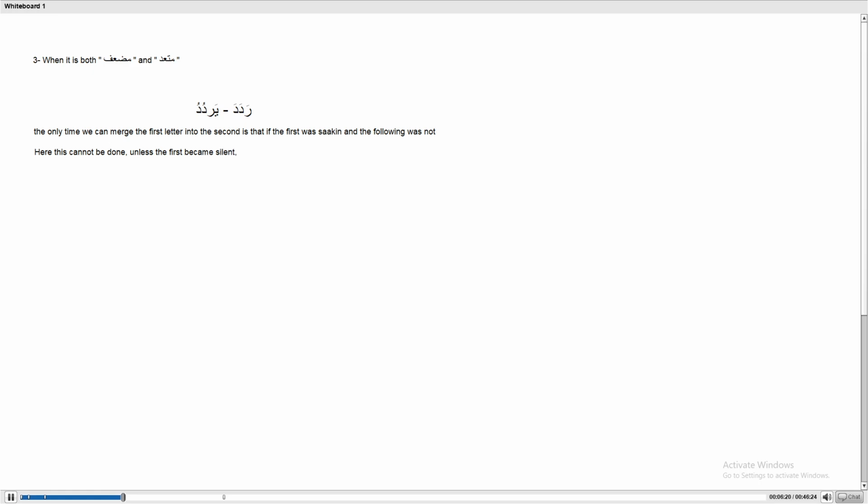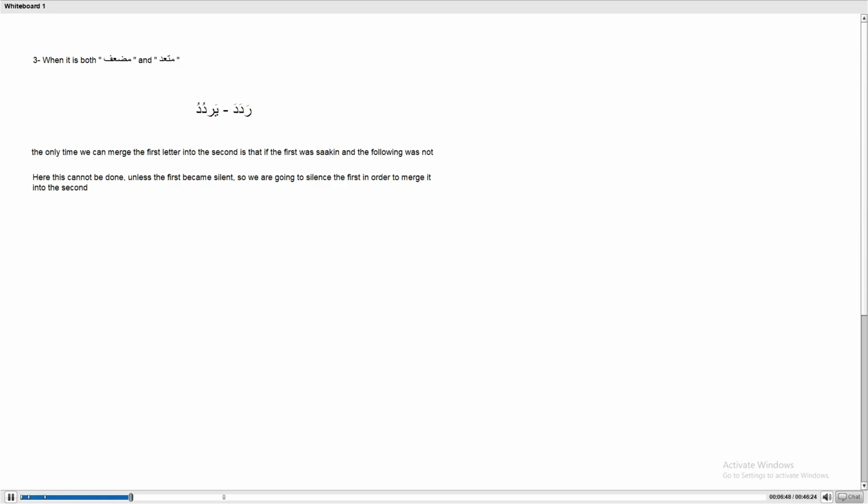So what are we going to do in this case? We are going to silence the first in order to merge it into the second. Understood? Barakallahu feekum. So here, what is the first identical letter in radada? The first dal, so we're just going to make it silent.